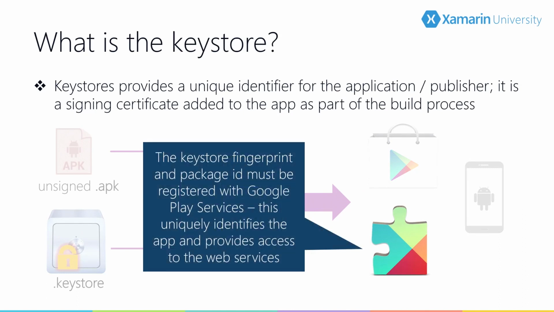And it turns out that the Google Play Services rely on this certificate as well. A portion of the certificate, called the fingerprint, is registered with the Google Play Services Developer Console, along with the package ID, and is used to generate a unique application key, which must be added into your application manifest.